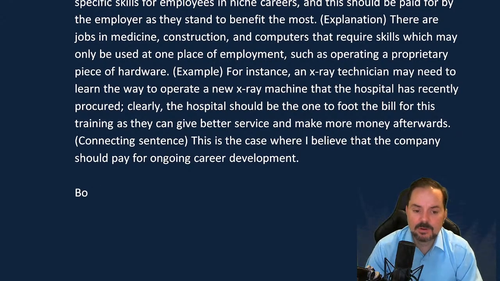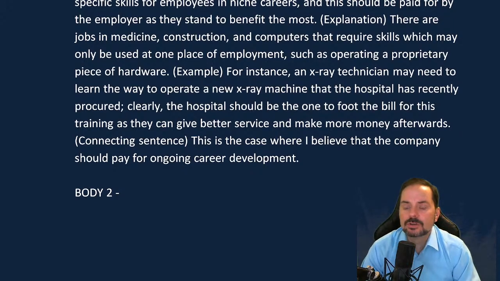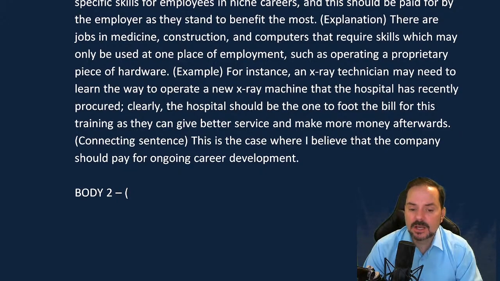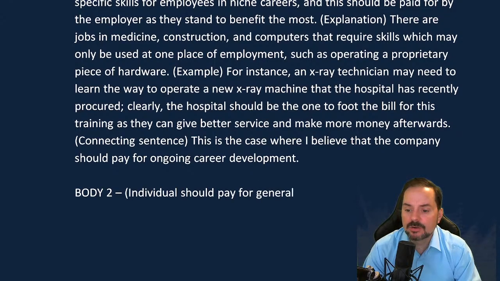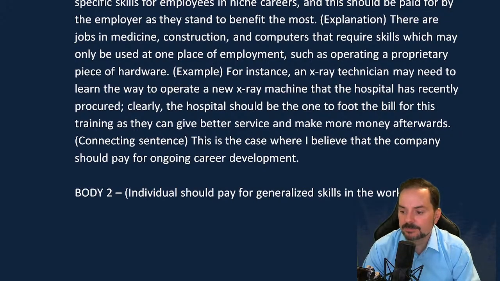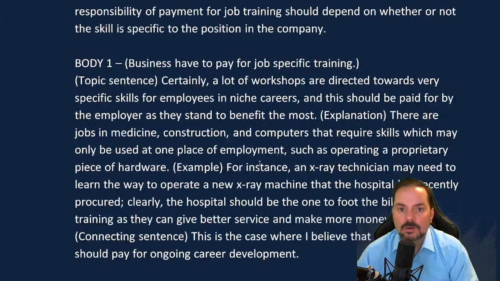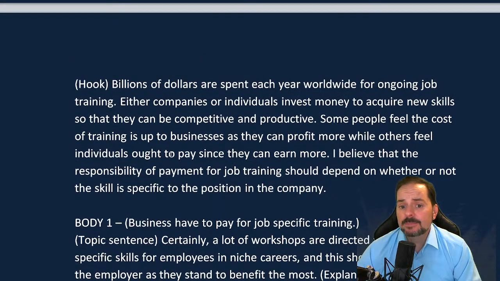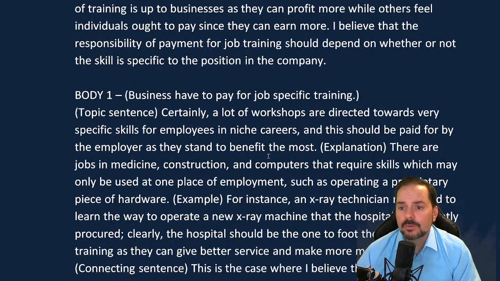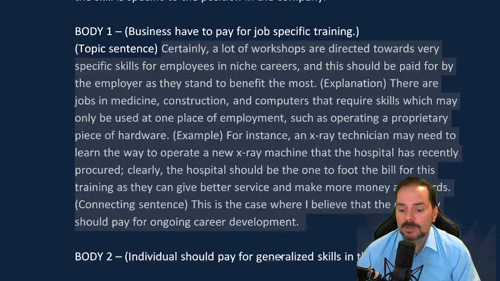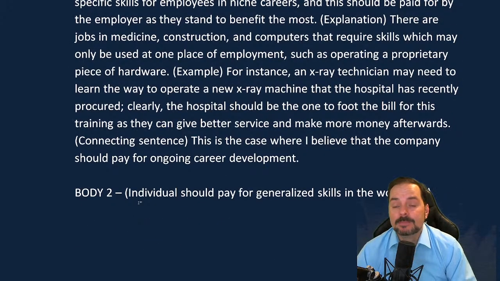Okay, and then comes body 2. So body 2 is the same idea, but here I'm going to introduce the other side of this coin, which is individuals should pay for generalized skills in the workforce. Again, anytime that you're doing this at home, it's good to read, especially from your thesis, and then reread your body paragraph and then start your second body paragraph, okay?